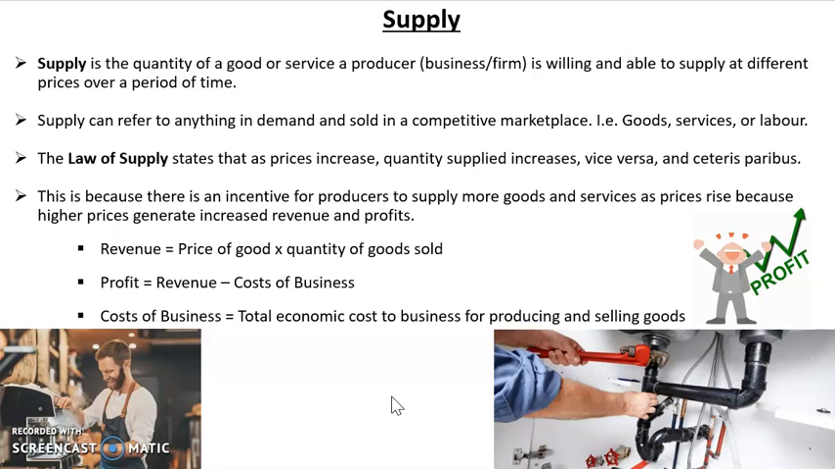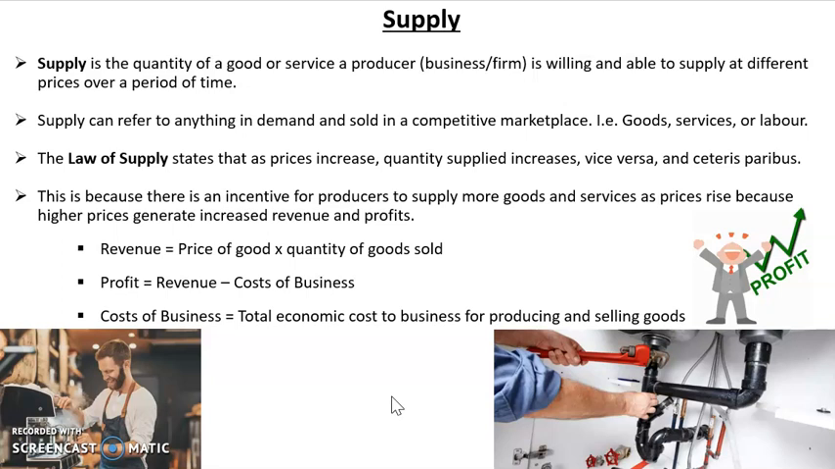So if we follow to the third bullet point, we'll see that there's the law of supply. Now the law of supply states that as prices increase, quantity supplied increases. Vice versa, as the price decreases, quantity supplied of that good or service decreases. And this is all subject to ceteris paribus, our favorite Latin saying, which refers to all other factors remaining the same. So we're just talking about a price change in the law of supply.